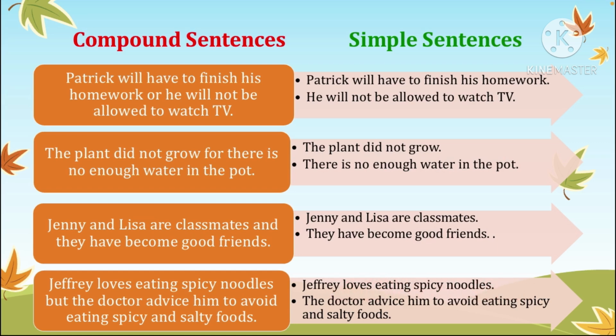You will also notice that in the middle, in between the two simple sentences that we have joined together, there is the word or, for, and, but. These words are what we call coordinating conjunctions. So these coordinating conjunctions combine the two simple sentences together to make a compound sentence.